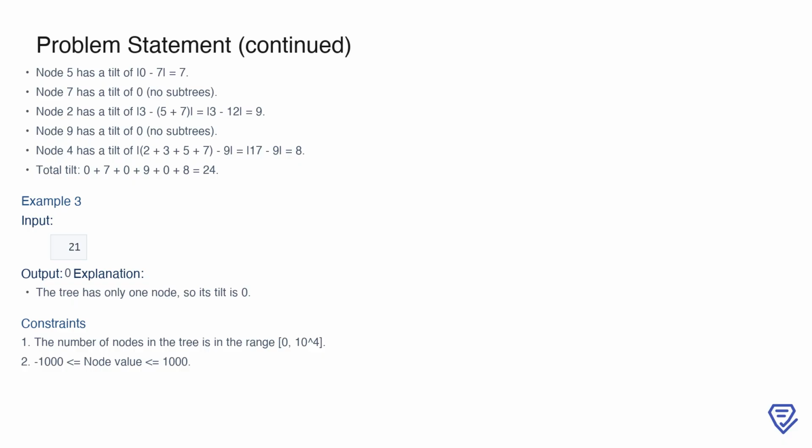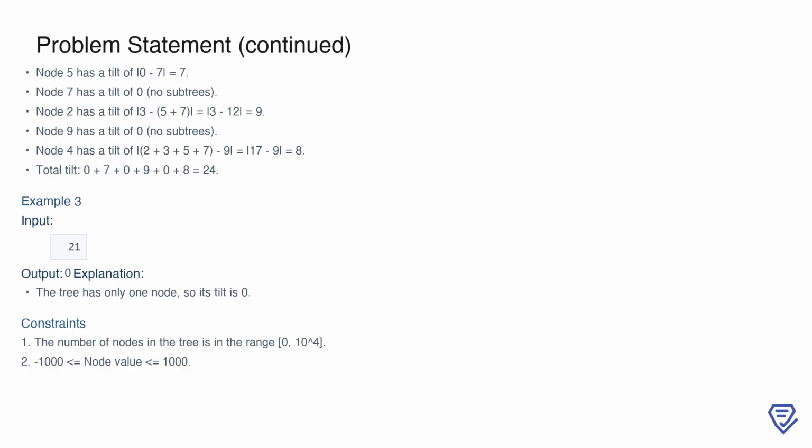Node 5 has one subtree with a single node, 7. The tilt for node 5 is the absolute difference between 0 and 7, which is 7. For node 7, there are no subtrees, so its tilt is 0. Moving up to node 2, its left subtree sum is 3, and its right subtree sum is 5 plus 7 is equal to 12. The tilt for node 2 is |3 - 12| equals 9. For node 9, there are no subtrees, so its tilt is 0.